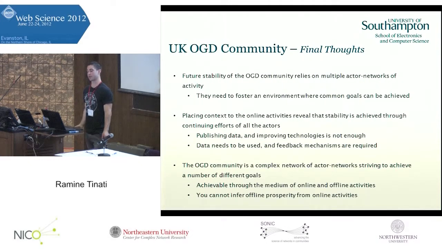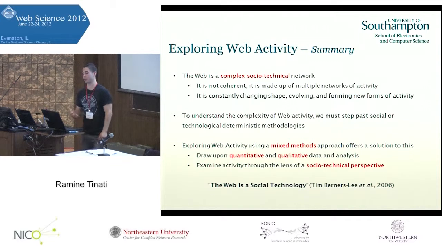So the final thoughts on the open government data community are that its stability can't be inferred just by looking at the different activities. It's more than this, and you can't infer that online and offline activities are the same. You need to really investigate this. This comes back to the final point: the web is a socio-technical system, a network of people and humans interacting. Rather than looking at one big, large-scale network like the web graph, we need to break it down and look at these different web activities. We need the qualitative and the quantitative to really understand what's going on. And the last quote, again, is: the web is a social technology.